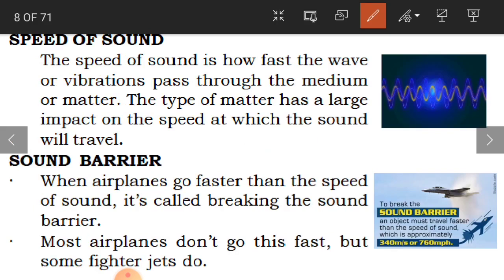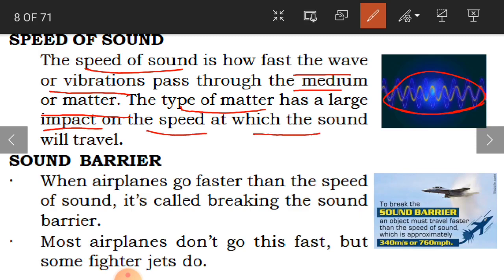Now, the speed of sound. The speed of sound is how fast the wave or vibrations pass through the medium of matter. What we have learned is that matter is any solid, liquid or gas form. That is calculated as the speed of sound. The type of matter has a large impact on the speed at which the sound will travel. So the speed of sound depends upon the type of matter.